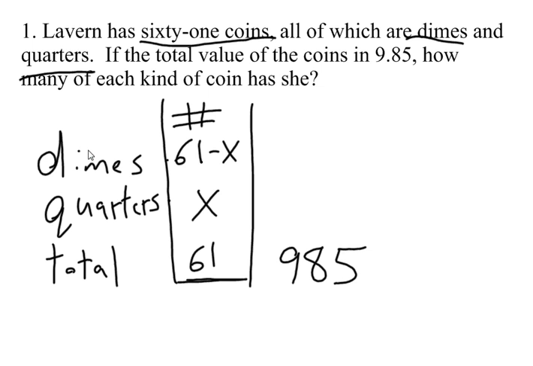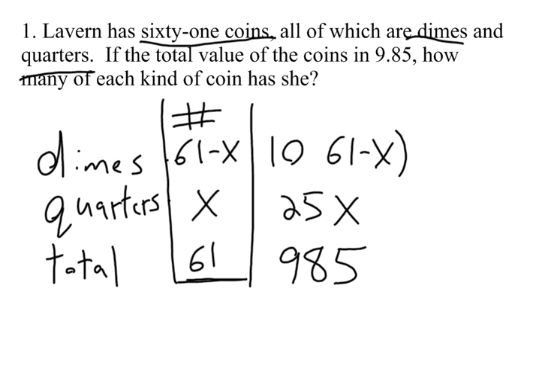Each quarter is worth 25 cents. There are x of them. So, we want to multiply x by 25. That's just 25x. We want to multiply the number of dimes by the value of a dime. A dime is worth 10 cents. And how many of those are there? 61 minus x. But I want to make sure I multiply that whole expression, 61 minus x, times 10, so I'm going to put brackets around that.